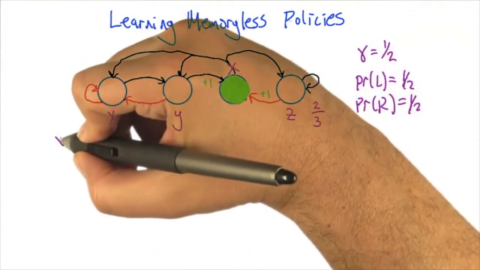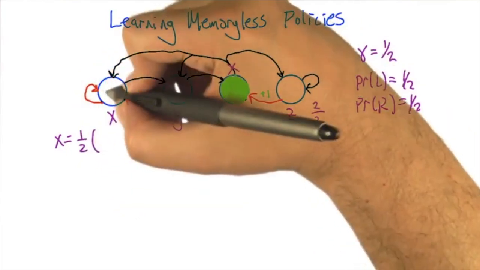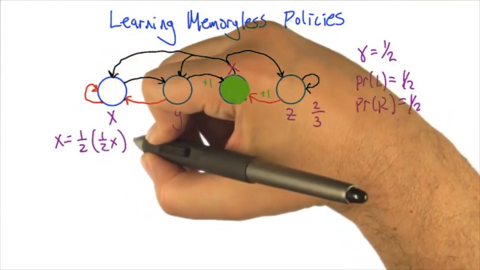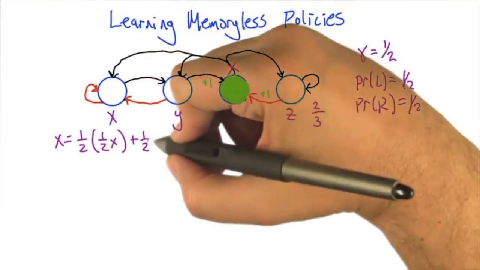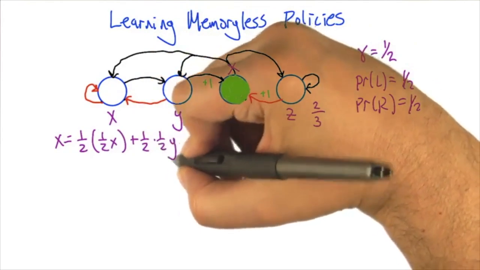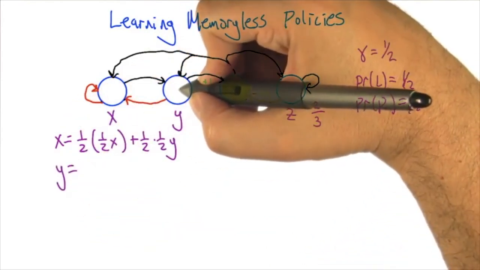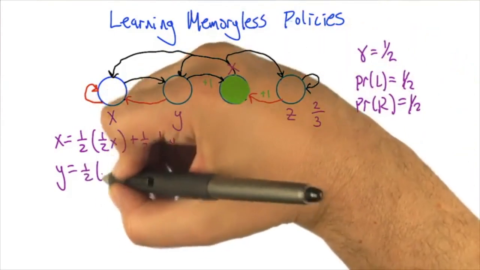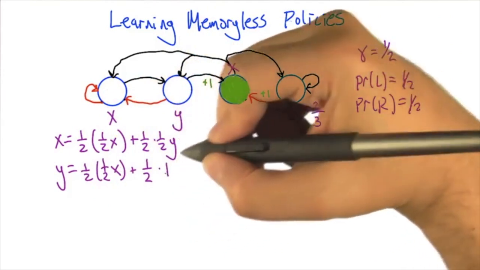Yeah, so the value at x: with probability 1/2 we go to the left, which gets us a 0 reward, and then a discounted value of being back in x. Or, with probability 1/2, we get no reward, and then we have a discounted value of being in y. Meanwhile, the value from y is, well, with probability 1/2, we get the discounted value of being in x, and with probability 1/2, we get a value of 1, and we're done.